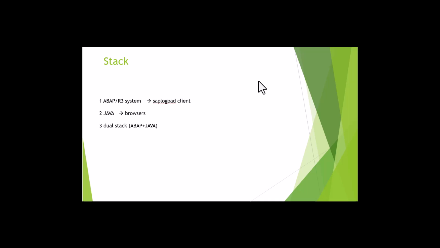ABAP stack, remember, let me repeat once again. We have these types of stacks available: ABAP stack, Java stack, dual stack. When I say ABAP stack, this will be accessed through SAP Logon Pad. When I say Java stack, this will be accessed through a browser. A dual stack, as you know, is a combination of ABAP plus Java stacks. For ABAP, we have to use SAP Logon Pad, and for Java, we have to use a browser. So this is the stack information in an SAP system.